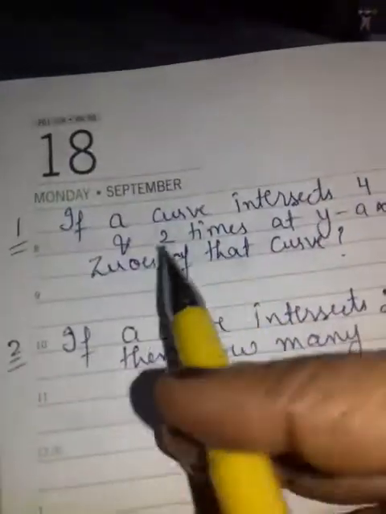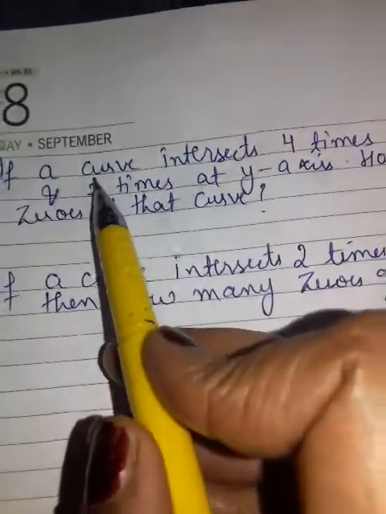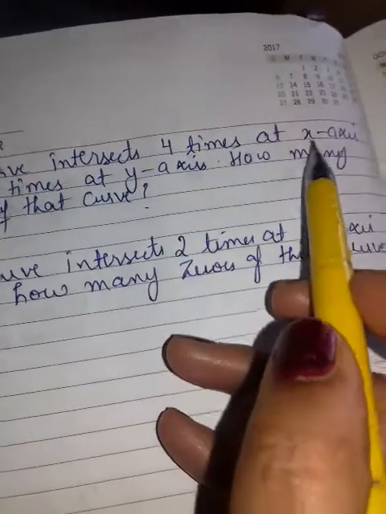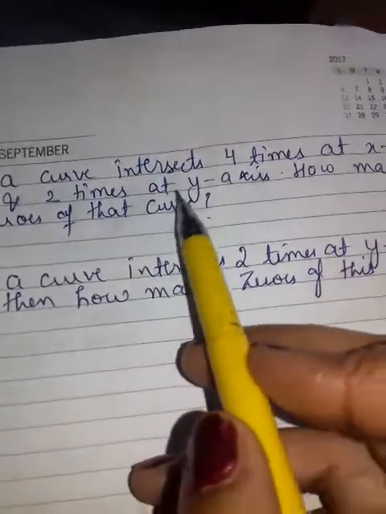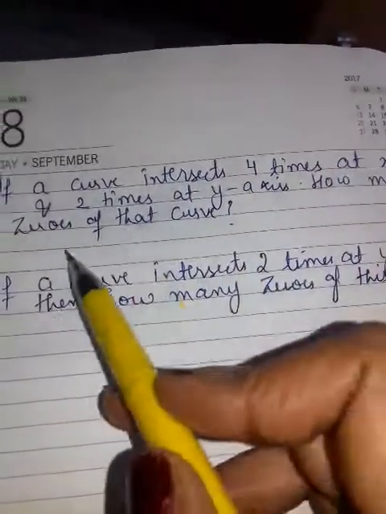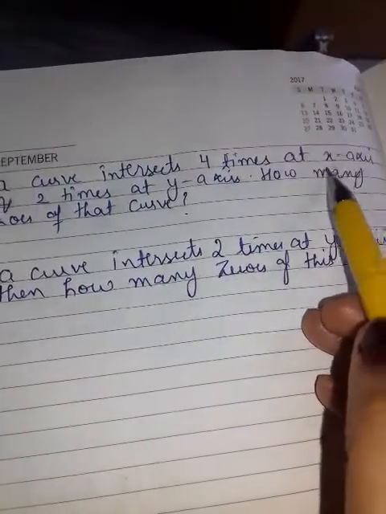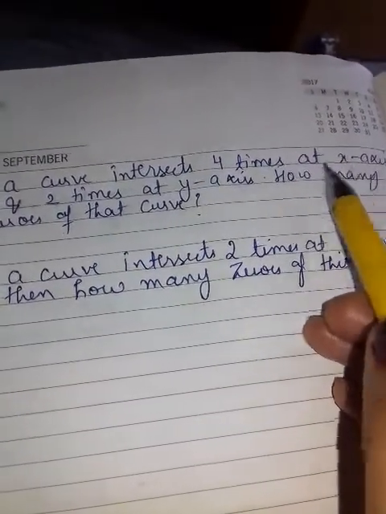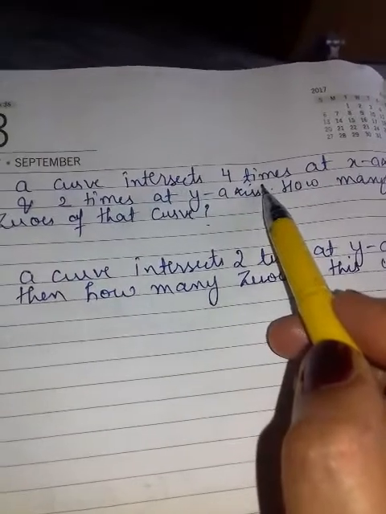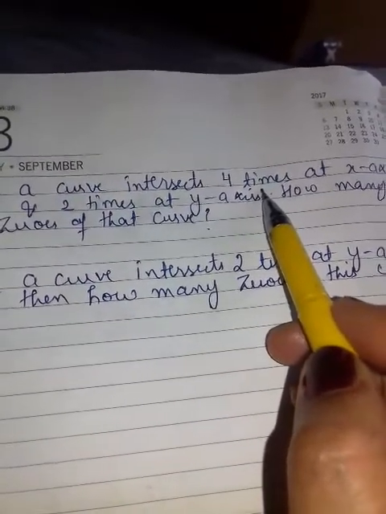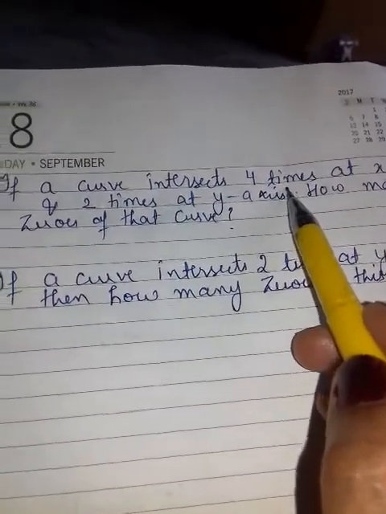Next is, the question may be like this also. If a curve intersects 4 times at the x-axis and 2 times at the y-axis, how many zeros does that curve have? See, you have to see only the x-axis. 4 times means 4 zeros will be there and the polynomial will be quartic.